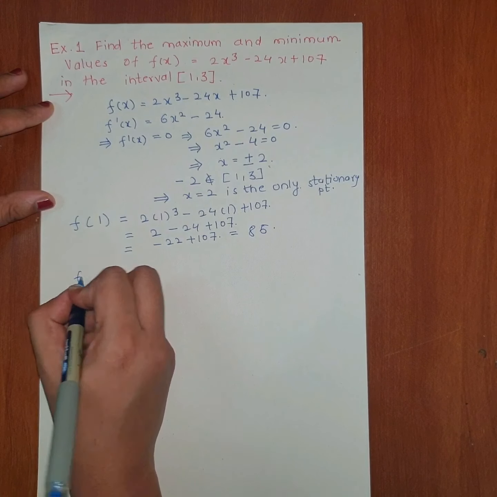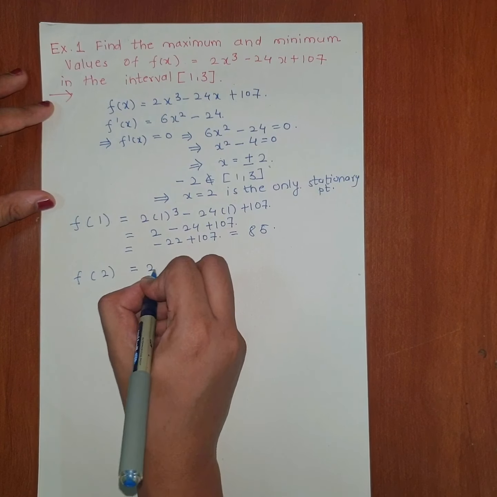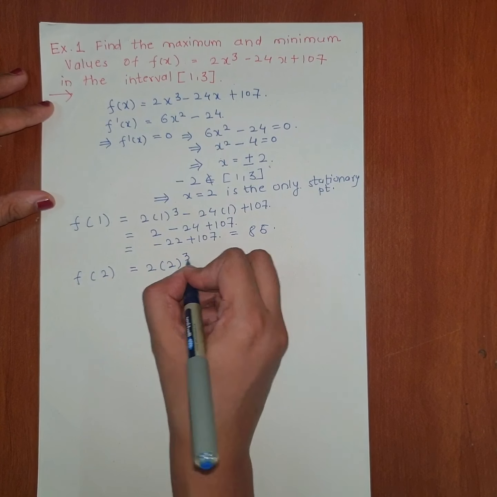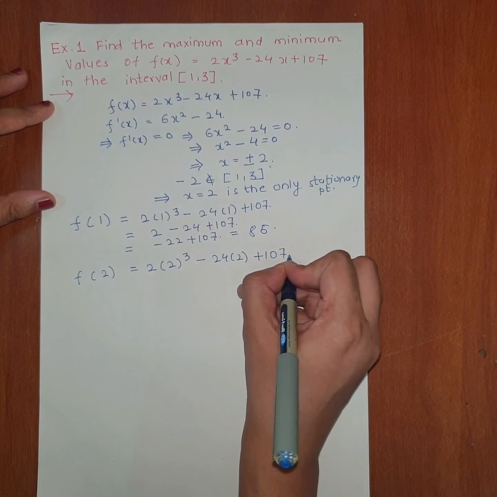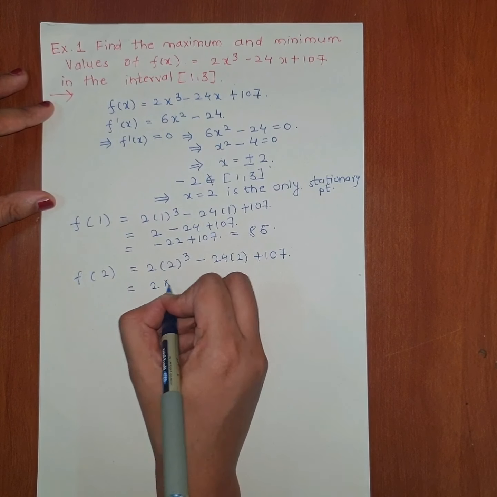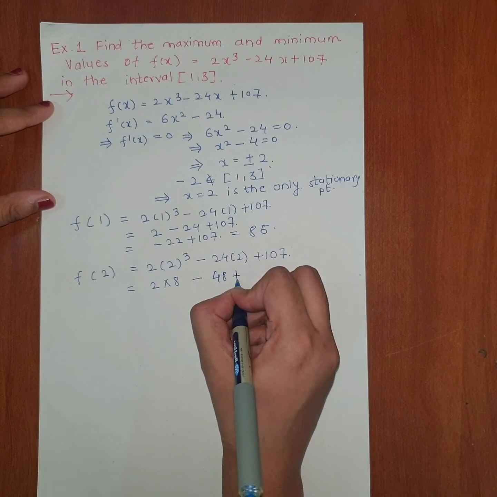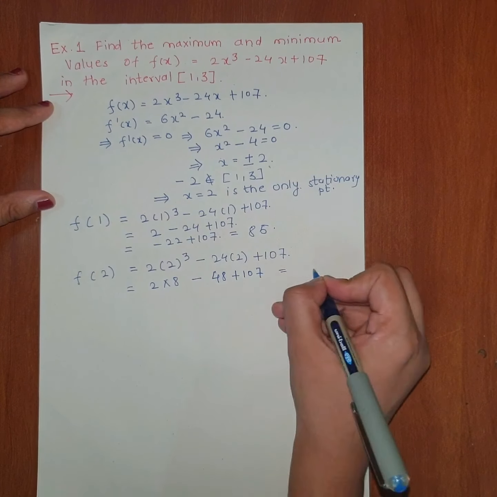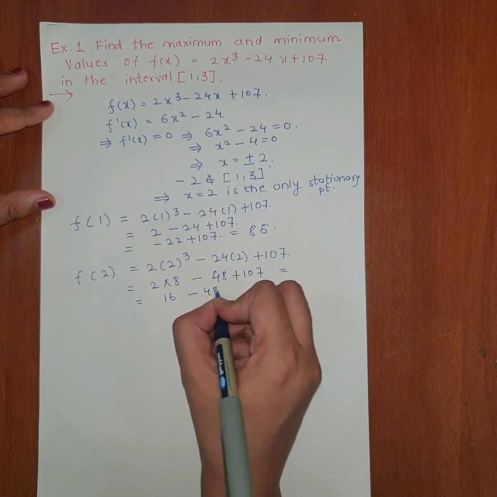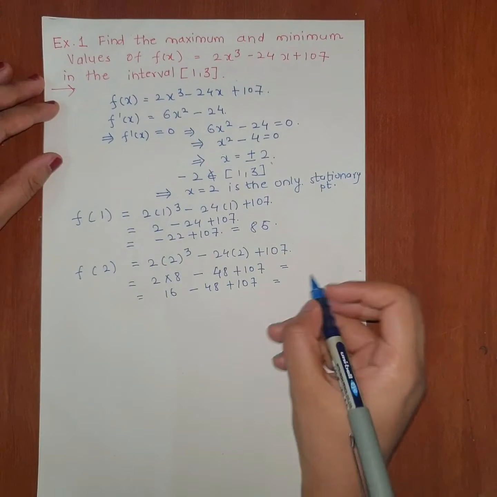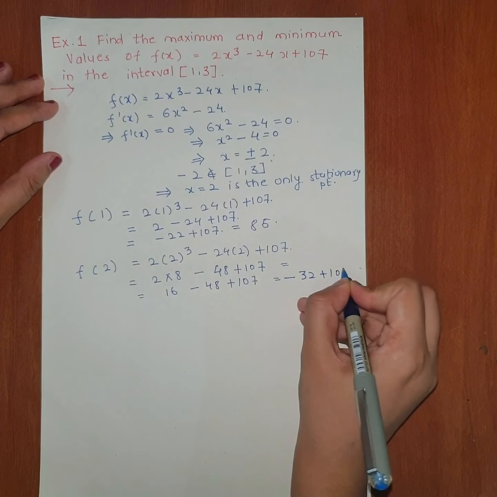Now we check the value of function at point x equal to 2. So 2 into 2 raised to 3 minus 24 into 2 plus 107, which is equal to 2 into 8 minus 48 plus 107, which is equal to 16 minus 48 plus 107. You can do this calculation and the answer will be 75.